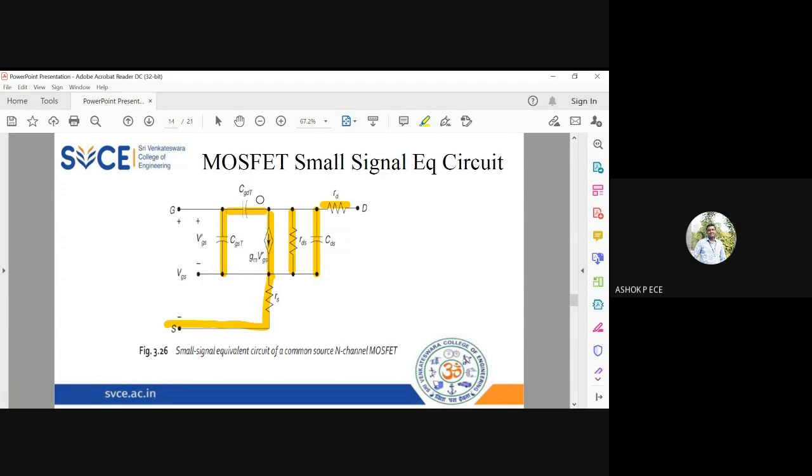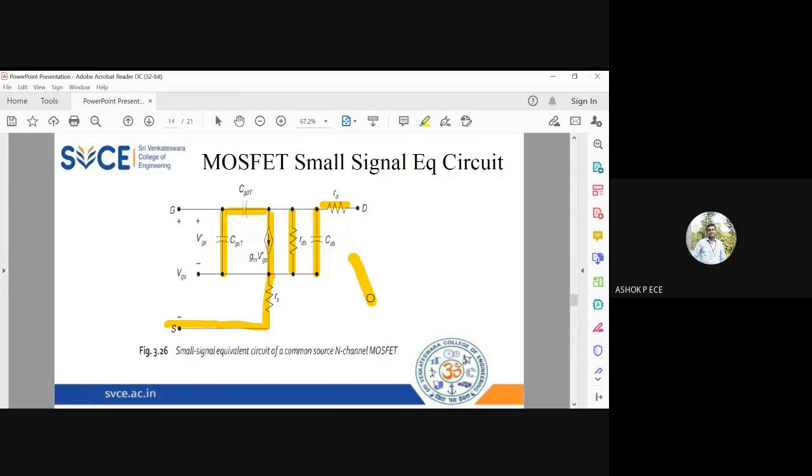See, while reading this, you should compare the diagram and study for JFET and MOSFET. You should not read blindly. Only when you compare and study the different small signal equivalent circuits between JFET and MOSFET, you will clearly understand which component is missing, why that component is missing in MOSFET, which is present in JFET. What is the reason for that? You would be able to understand everything very, very easily.